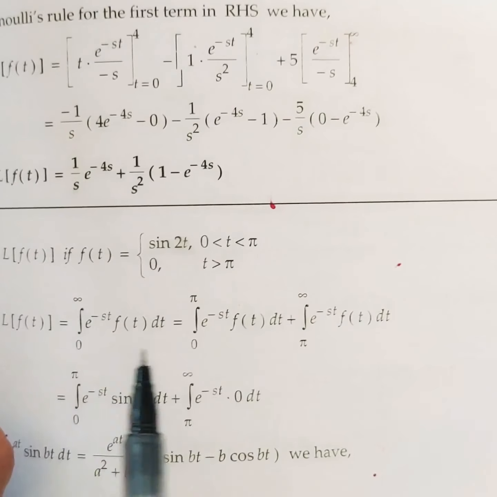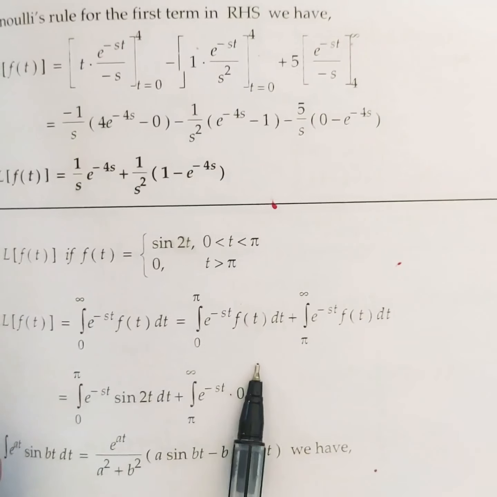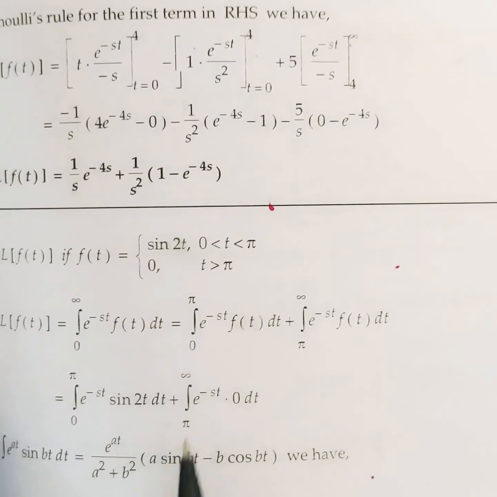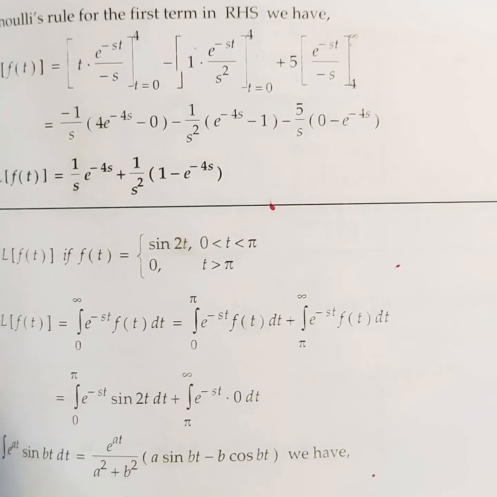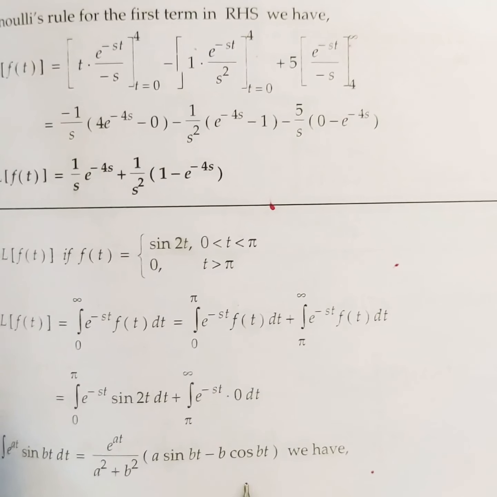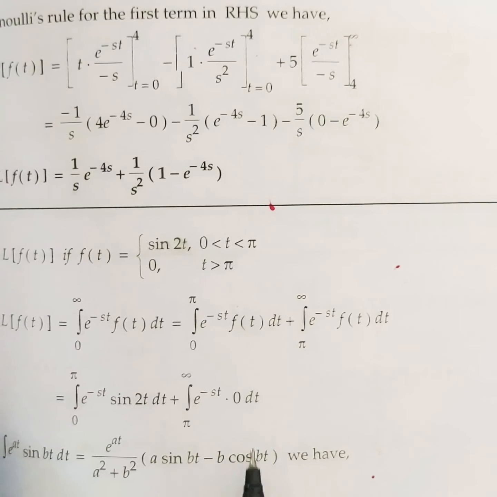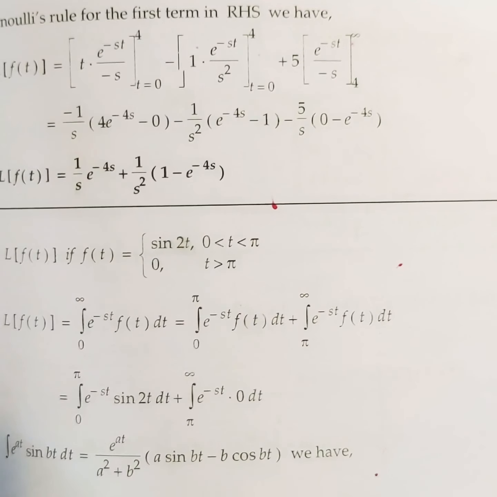And see here, the same problem solved by using the direct formula method. Laplace of f of t is integral of e power minus st into f of t dt, and then using e power at sin bt formula, we will get the same answer. So we are using the formulas to get the answer a little faster as well as easier.